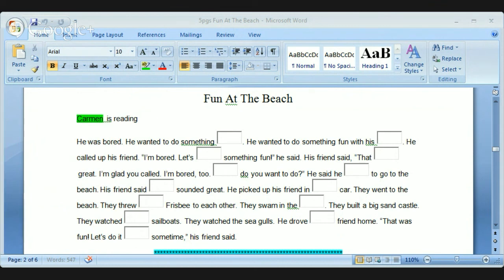They threw the frisbee to each other. They swam in the ocean. They built a big sand castle. They watched the sailboats. They watched the seagulls. He drove his friend back. He drove his friend home. That was fun. Let's do it again sometime, his friend said.